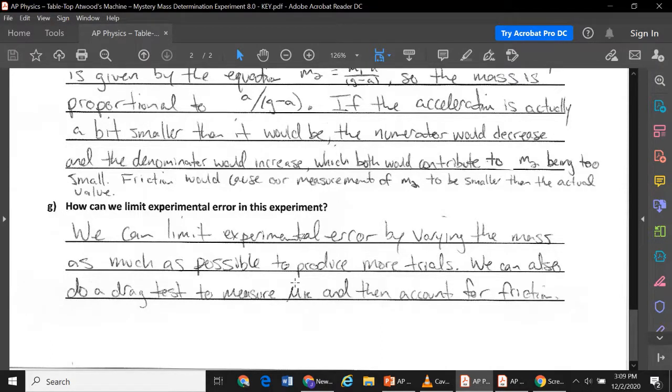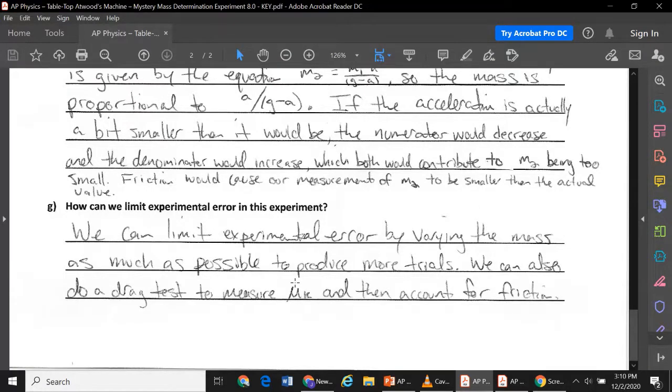So like, let's say you do the cart by itself, you do 3 trials, you average the accelerations and call that the acceleration. Then you add 100 grams to the cart and you do 3 trials of that, average them and use that as your acceleration, and then keep doing that for all the other additional masses.